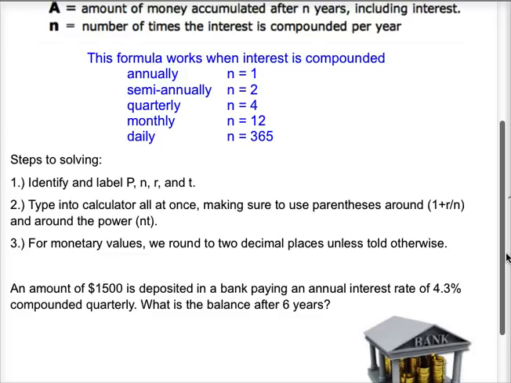So we're going to identify P, N, R, and T. We can type it in the calculator all at once, making sure we use parentheses properly. So parentheses around the 1 plus R over N, and parentheses around the N times T. And for monetary values, since we're always talking about money, make sure you go to 2 decimal places.